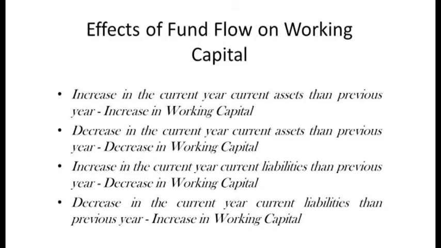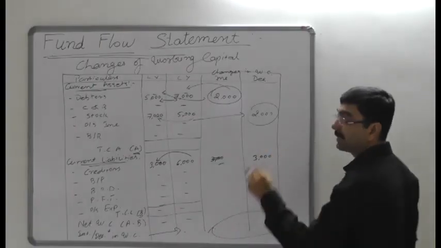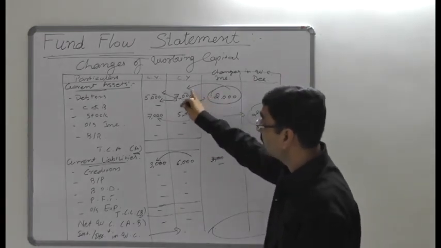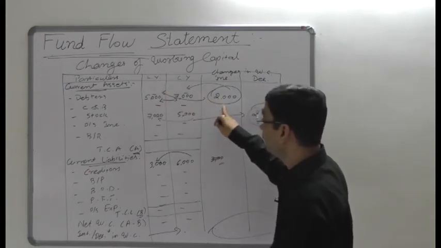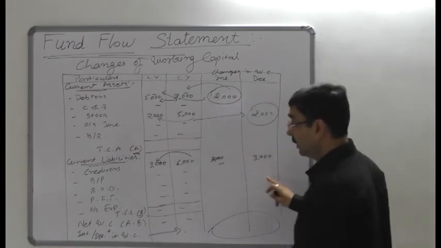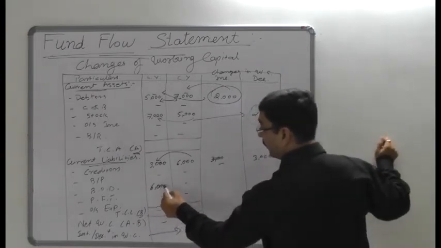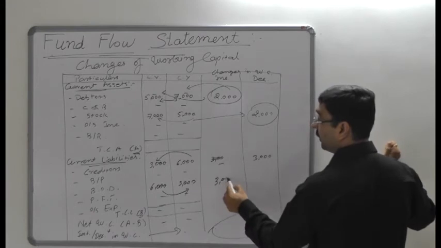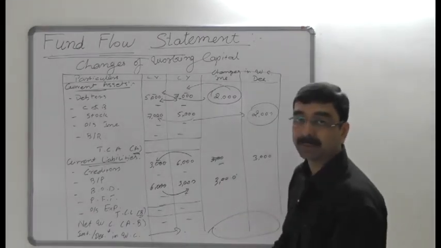In case of the current liabilities, suppose 3,000 rupees in the last year and 6,000 rupees in the current year. It means the current year current liability is higher than the last year. The difference amount, 3,000, will be shown as a decrease in working capital. It means if you compare this, when the current year current assets are higher than the last year, it's an increase. But when the current year current liability is higher than the last year, it's a decrease in working capital. And the reverse formula is, if the current year current liability is lower than the last year, it always shows an increase in working capital.